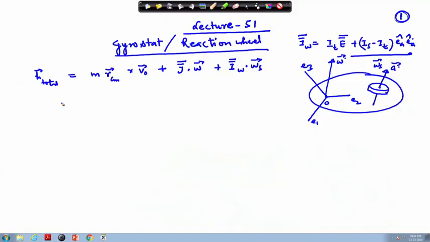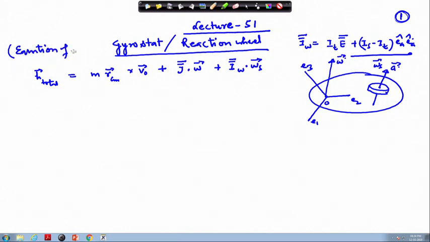Okay, welcome to lecture number 51. We have been working with the gyrostat or the reaction wheel actuated satellite. In that context we are deriving the equation of motion. Till now we have worked out the angular momentum of such a system. Today we will be working on the equation of motion of the gyrostat or reaction wheel.